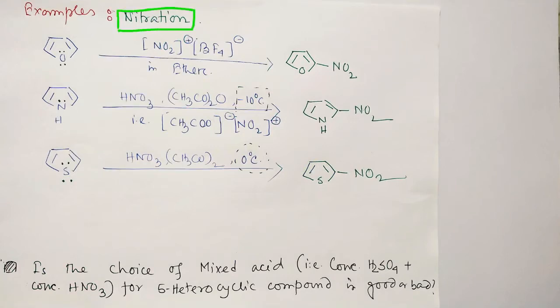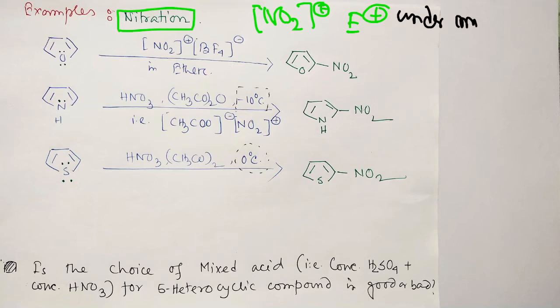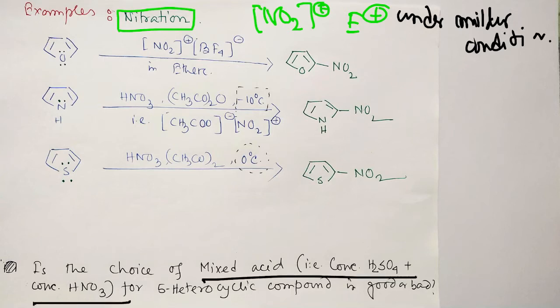See, for nitration we know that in every case we use NO2+ as the electrophile. Now the target is how we can generate this electrophile under milder conditions. Why am I saying this? Generally we use mixed acid, concentrated sulfuric acid and nitric acid. Is it a good choice for this heterocycle? Obviously not, because the concentrated sulfuric acid and nitric acid generate NO2+ in the reaction medium, which acts as the electrophile. Fine, but they are strong acids, and another thing, they are oxidizing in nature.